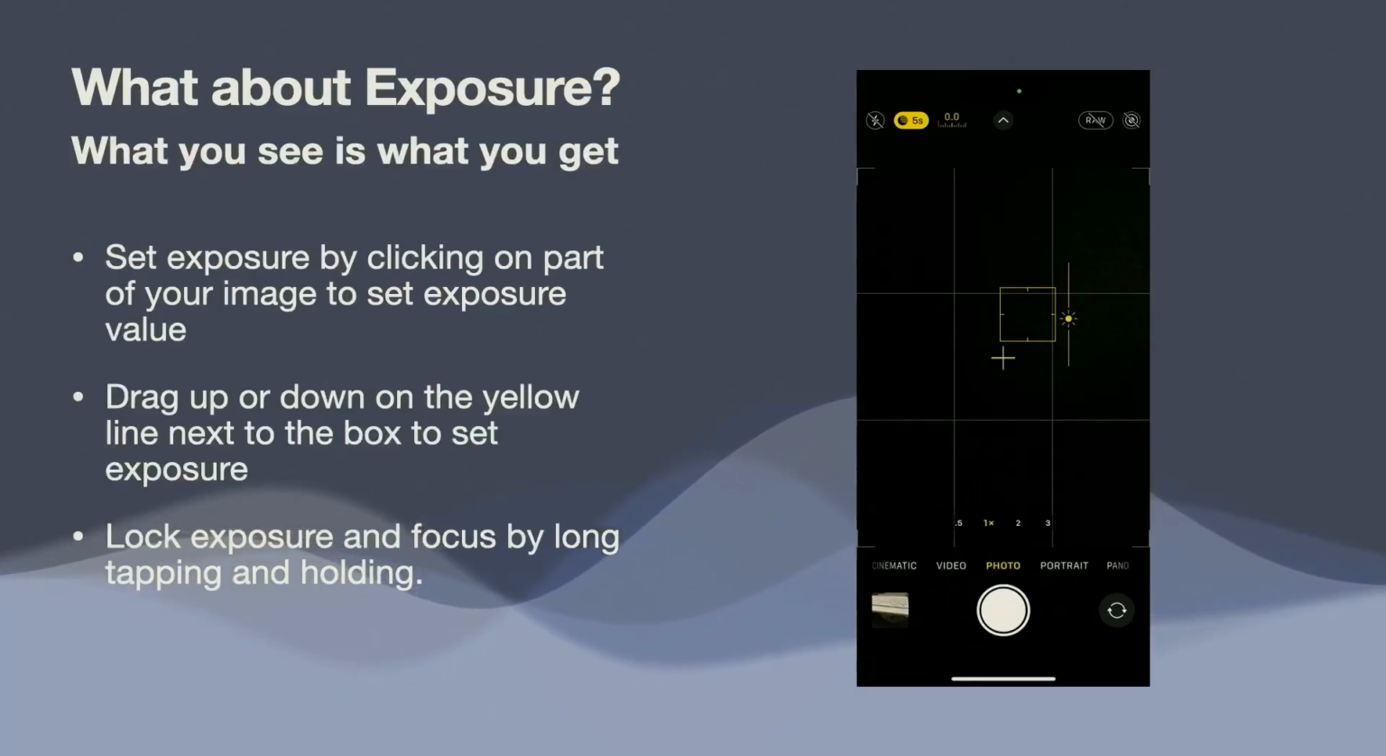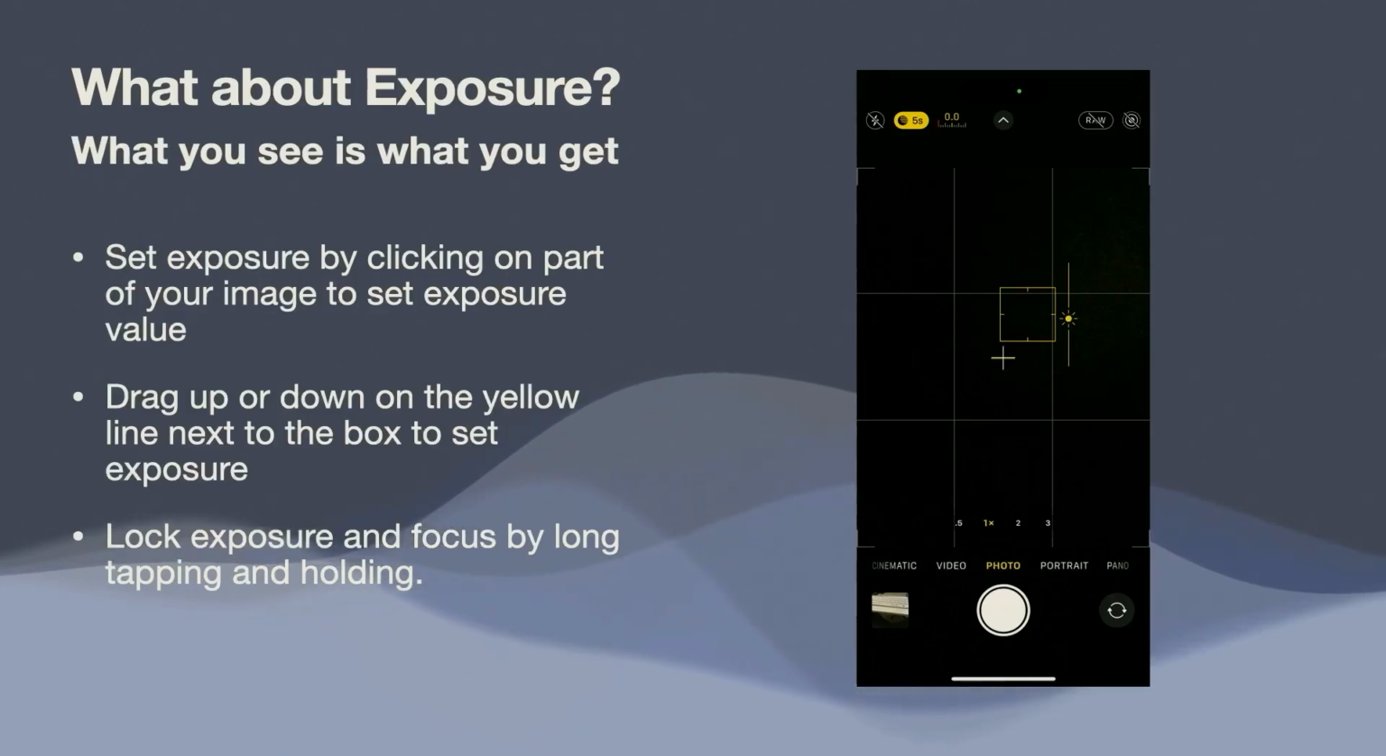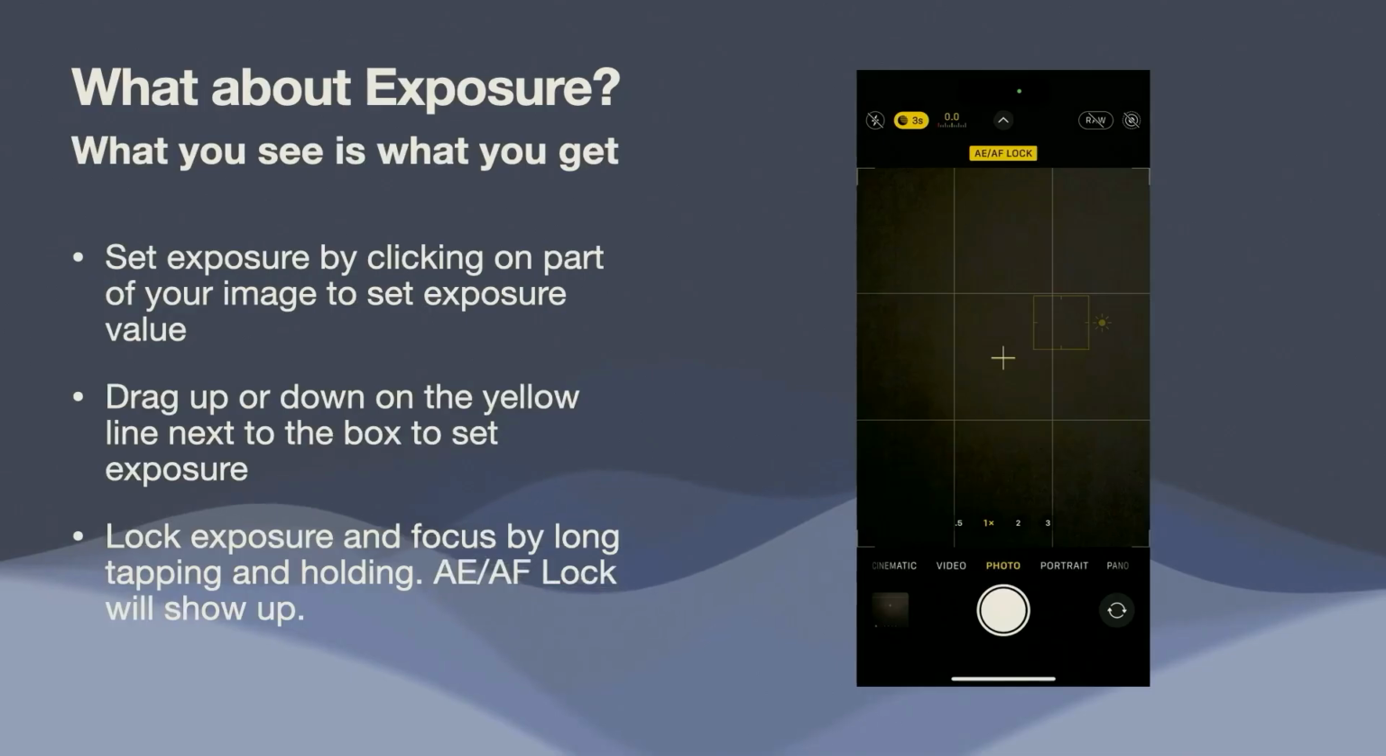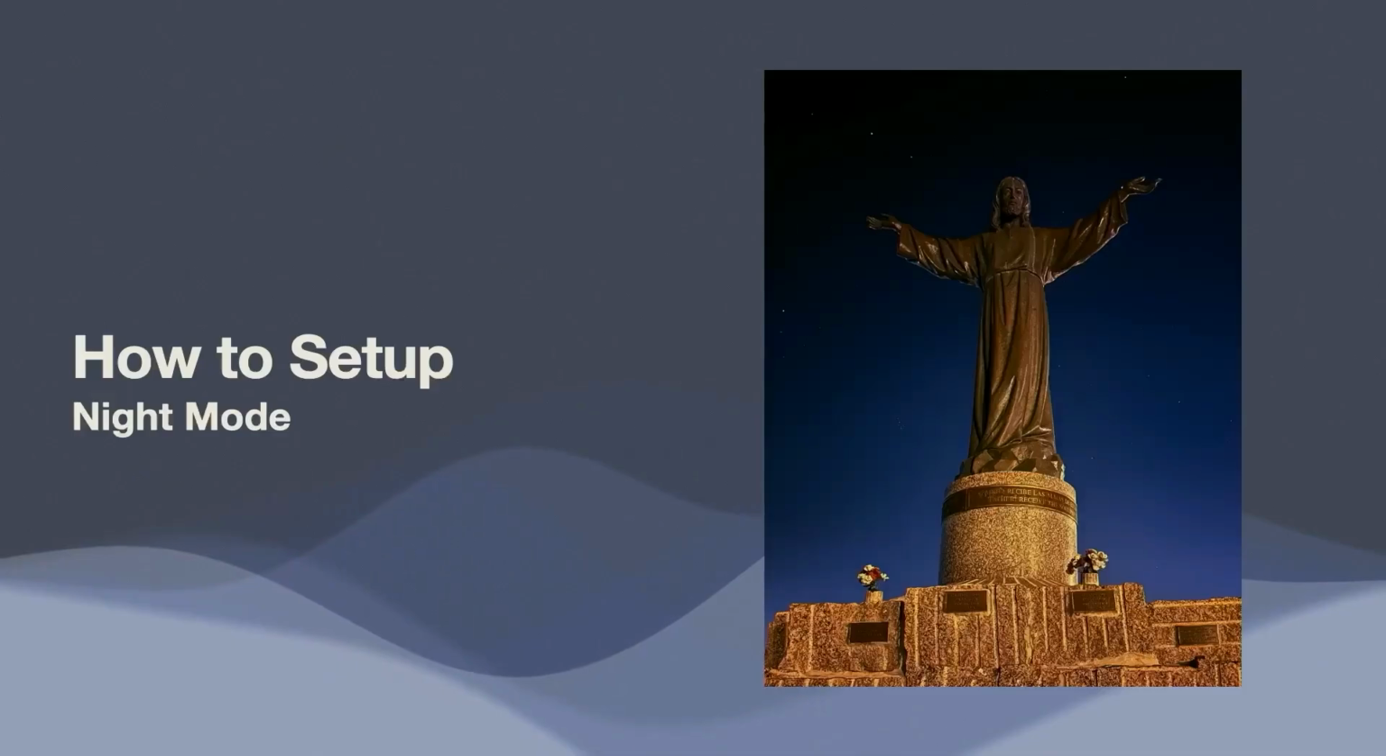Well, that's what's great about shooting with an iPhone: you just set the exposure by clicking on it and dragging up and down. And then if you want to lock it, you long tap, and that's going to lock and hold that exposure. So if you want something brighter, you drag up. You want something darker, you drag down. And that's it. We can, again, lock that exposure, and that AE/AF lock will show up.